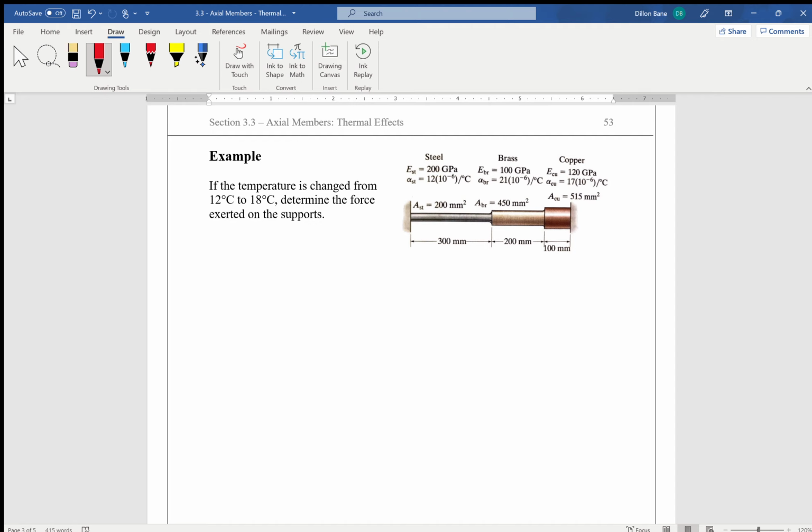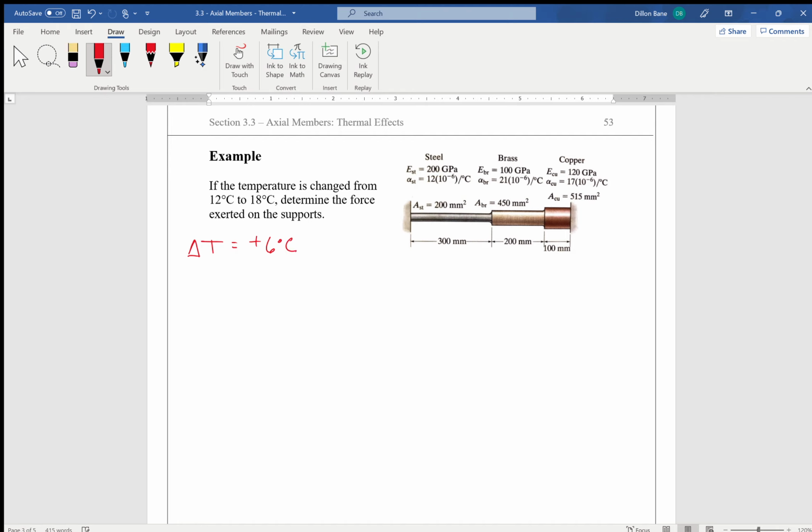The problem statement says if the temperature is changed from 12 degrees Celsius to 18 degrees Celsius, determine the force exerted on the supports. So let's think about this. We've got a temperature change going from 12 to 18, so our temperature change, delta T, is a positive 6 degrees Celsius.